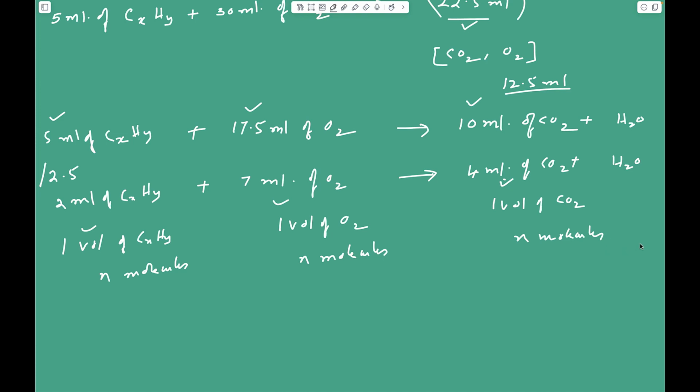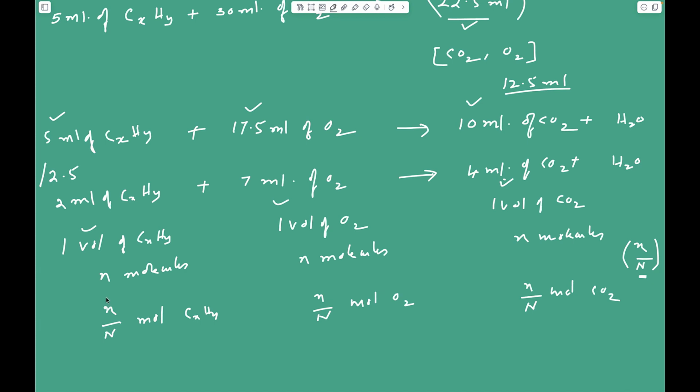And you know, if you divide the number of molecules with Avogadro's number, that is denoted by capital N, you would get the amount of substance, also known as the number of moles. So let us divide these with capital N. Then you would get small n over capital N moles of CxHy, small n over capital N moles of O2, small n over capital N moles of CO2.